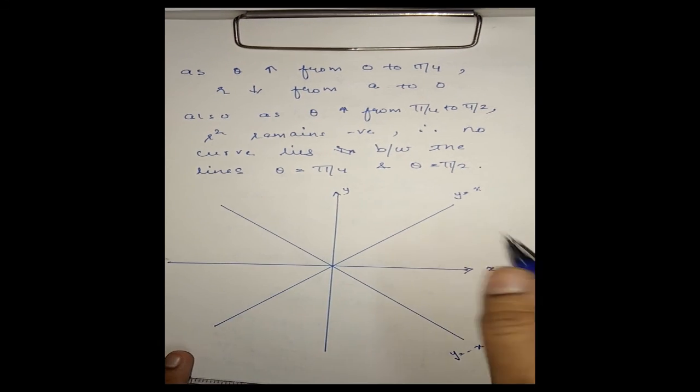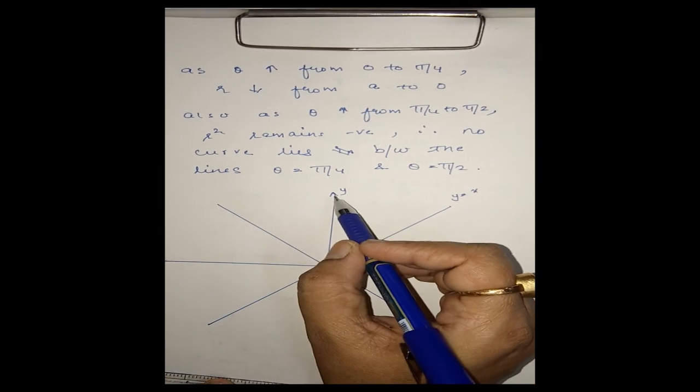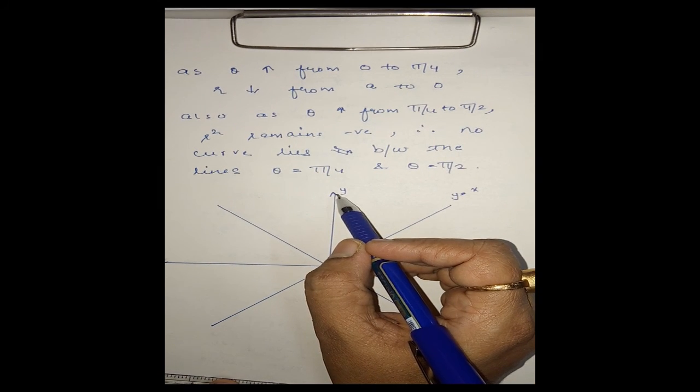Okay. Also we know y is equal to x. This is my theta is equal to 45 degrees, or theta is equal to pi by 4 line also. And this is my theta is equal to 0. This is the theta is equal to pi by 2 line. Okay.